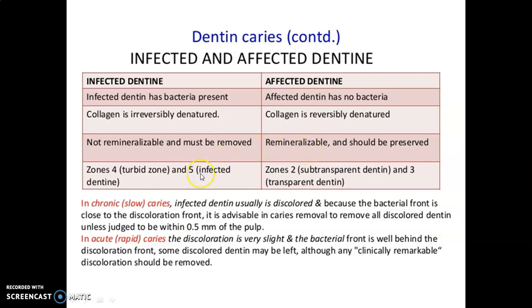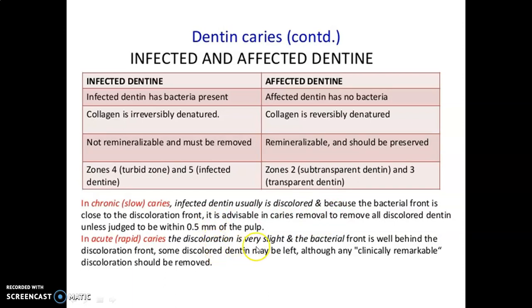So what are the zones of infected dentin? Zone 4 and zone 5. The names should be remembered: turbid zone and infected dentin. Where affected, you have zone 2 and zone 3. Zone 2 is subtransparent and zone 3 is transparent dentin. And also remember, aspirant, in chronic or slow caries, infected dentin is usually discolored. Because the bacterial front is close to the discolored front, it is advisable in caries removal to remove all discolored dentin unless it is within 0.5 mm of the pulp.